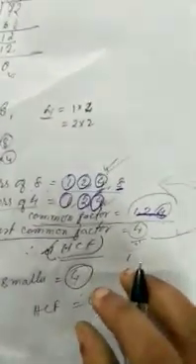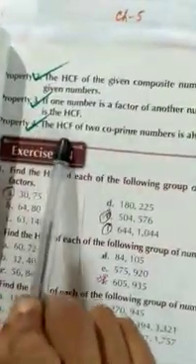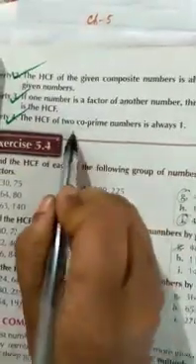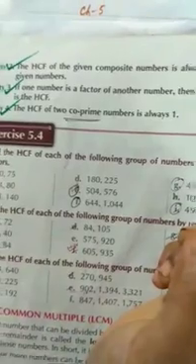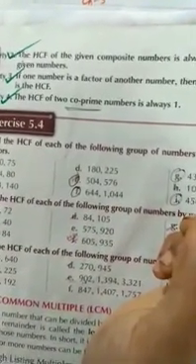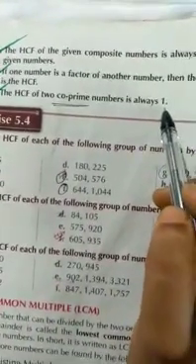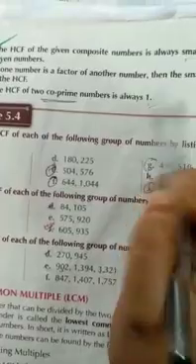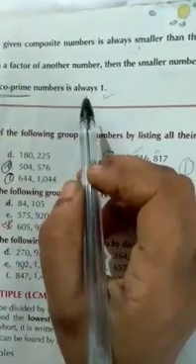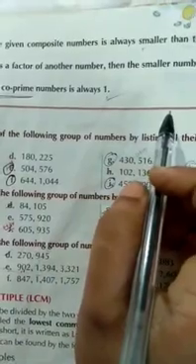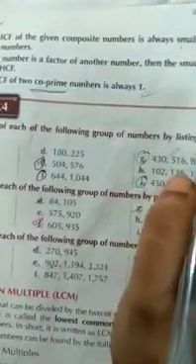Fine children. Now one more property is there. Property 4 is: the HCF of two coprime numbers is always 1. So what does it mean? We discussed coprime numbers in our last class. Have you forgotten, students? Yes or no? Have you learned the definition of coprime? I hope you have understood. So what does coprime mean? Two numbers are said to be coprime if they have only 1 as their common factor. Can you give me one example, students?